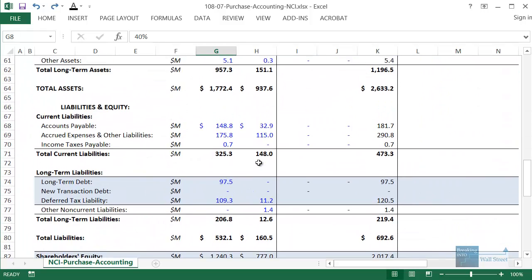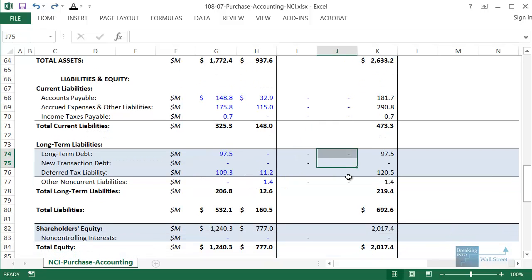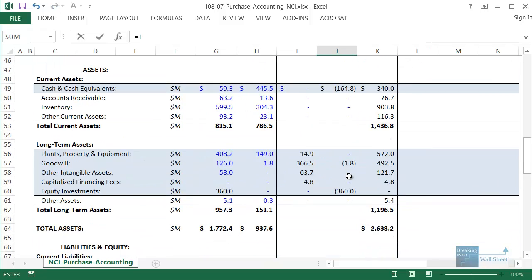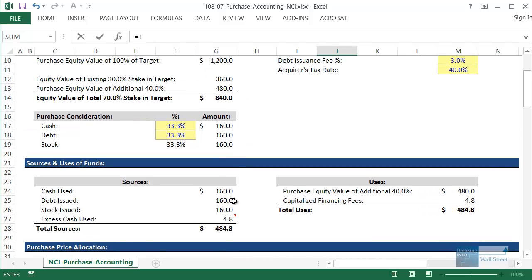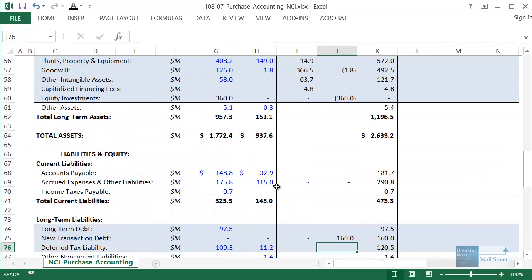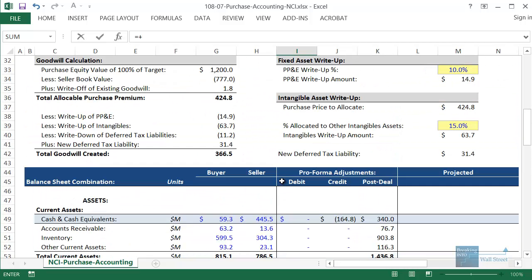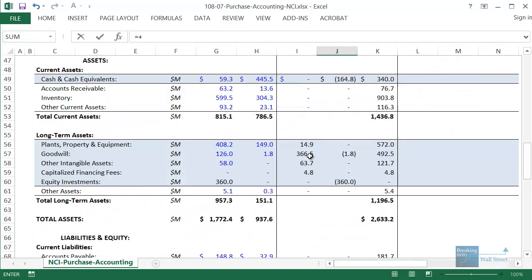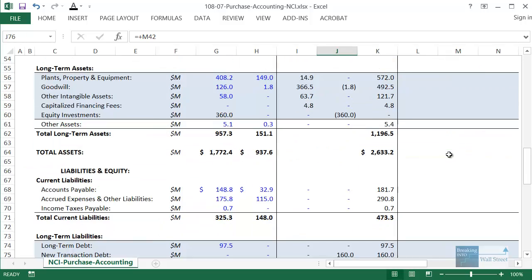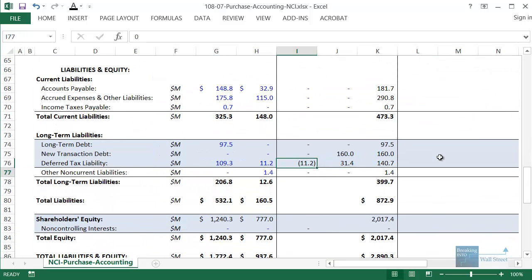Now on the liabilities and equity side, we have to reflect the value of new debt issued as always. So let's go up to the sources and uses schedule and link to that. The deferred tax liability, again, we're doing a couple things here. We need to get rid of the existing deferred tax liability. And then we also need to reflect the new deferred tax liability that gets created. So we have that. Those are the only changes to the liabilities.